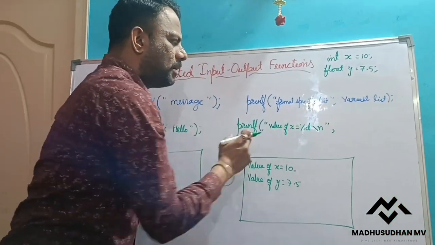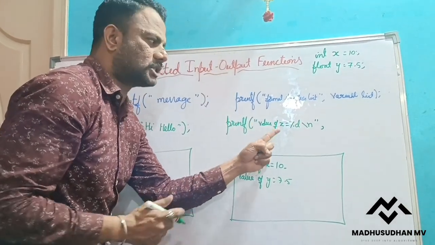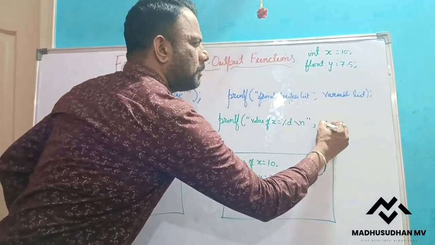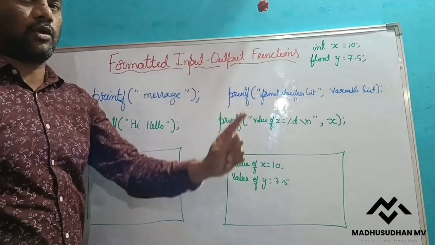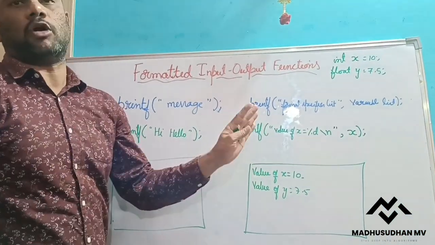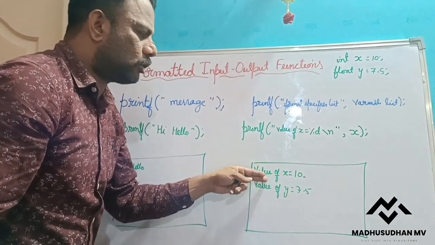In the variable list, how many values am I printing? Only one value. Which value? The x value. So that variable I am writing, x. Here I am not using ampersand. In scanf, we have to use ampersand. In printf, we should not. With this I can print only this one line, but I want to print one more line.